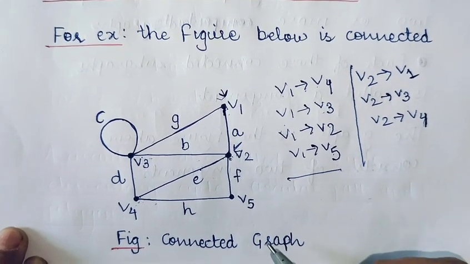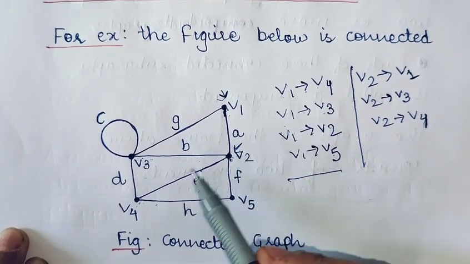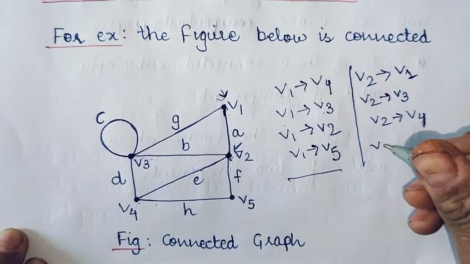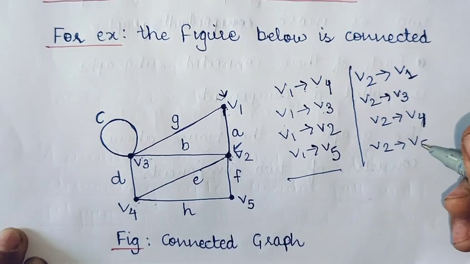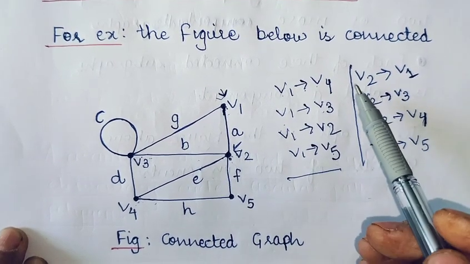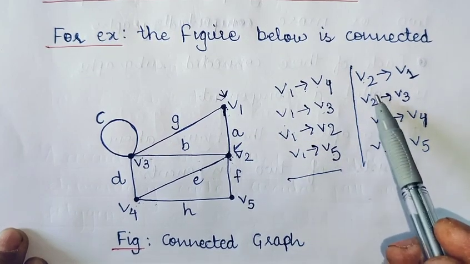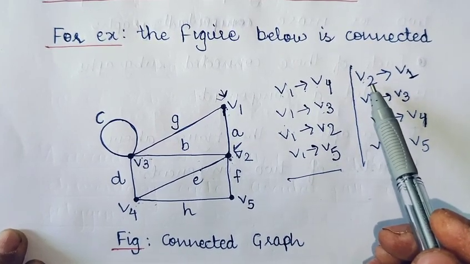Then let's see if there is a path between V2 and V5. There is directly a path between V2 and V5. So yes, there is a path between V2 and V5 also. So that means there is a path from V2 to all other vertices of the graph also.